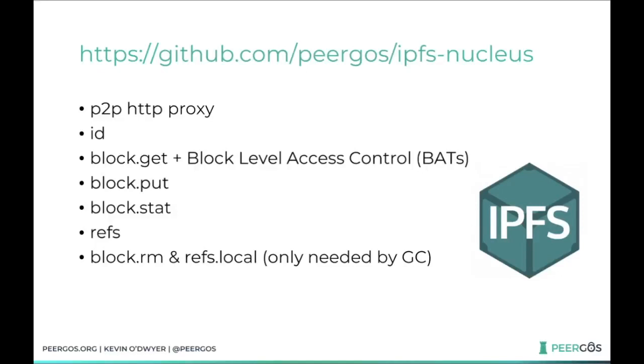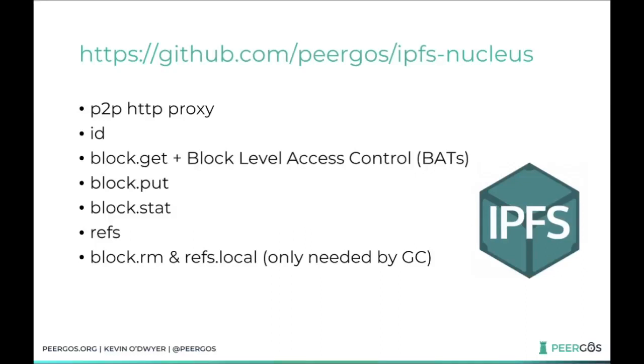To reduce the surface area of IPFS for our needs, we've built IPFS Nucleus. It only implements the 7 API calls we need, plus the aforementioned peer-to-peer HTTP proxy. It's a very thin wrapper around libp2p and BitSwap, the internode block transfer protocol.